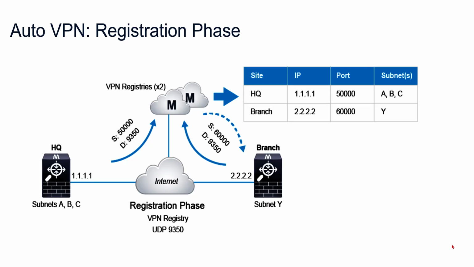Symmetric NAT can cause problems. Port translation inconsistencies can cause problems. And certainly if you have firewalls that are blocking high UDP source ports, that can cause a problem as well. So when we're troubleshooting, if the MX is not registered, then no tunnels will form. We need to validate registry connectivity, public IP visibility, and make sure that we're advertising the correct subnets.